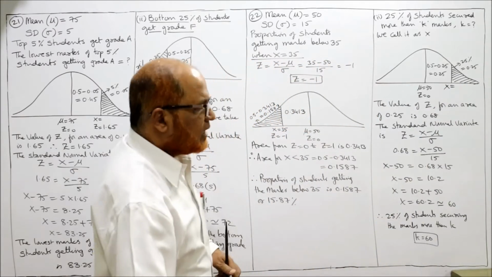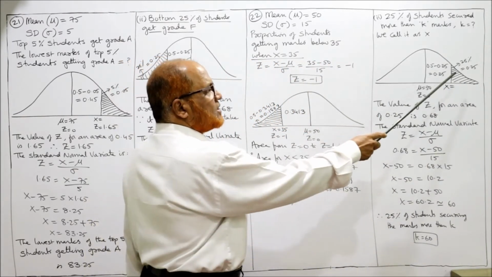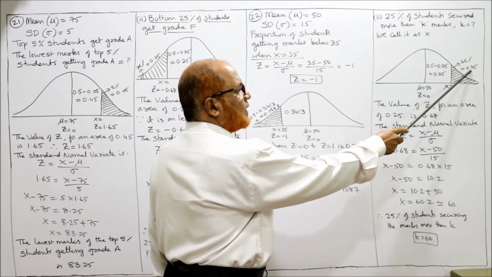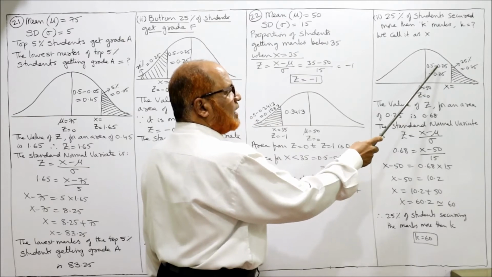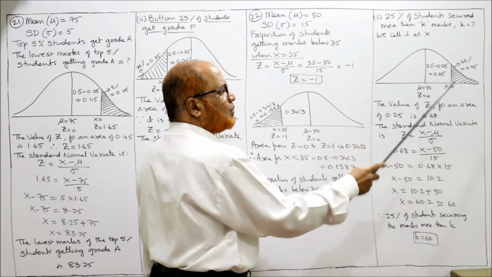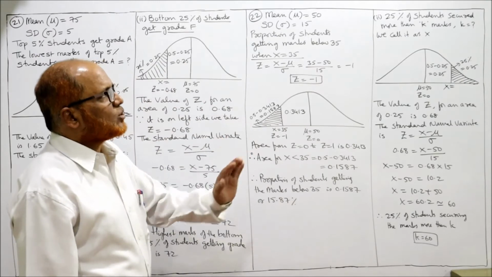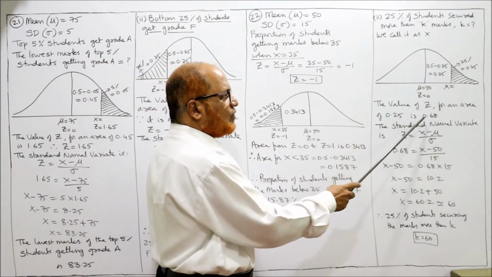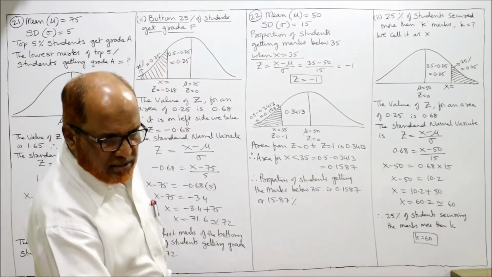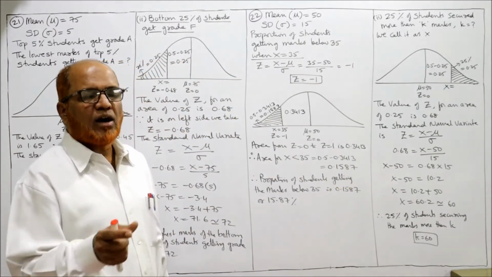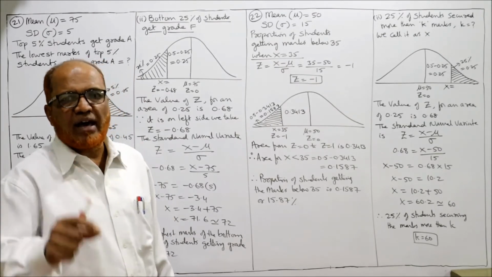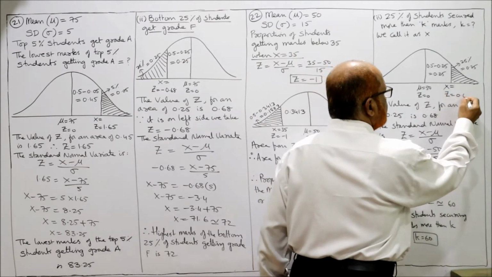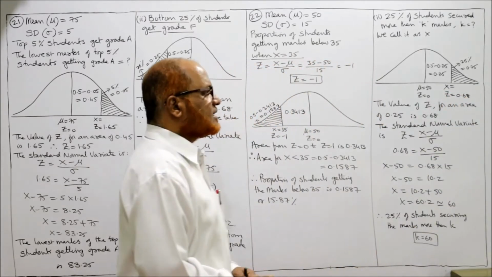Now see, in the normal curve diagram, for the top 25% the area is 0.25. So this unshaded area will be 0.5 minus 0.25, which is 0.25. From 0.5 subtract 0.25, the remaining area is 0.25. If you locate in the area table, for an area of 0.25, the Z value is 0.68. So here Z is equal to 0.68.